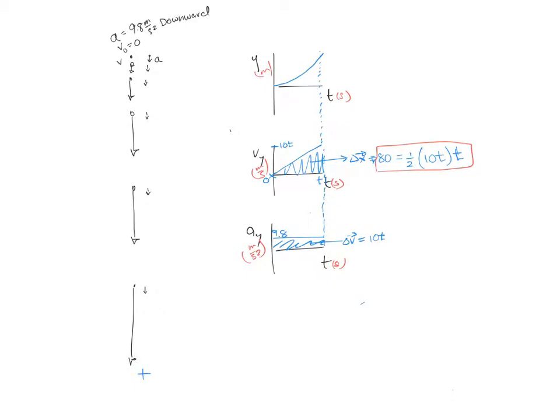Multiply both sides by 2. I'll get 160 equals 10t squared. Do you see I got that? And then I could divide both sides by 10. Don't I get 16 here and t squared there? What's t going to be? 4. For what? Time has to be in seconds. Good.